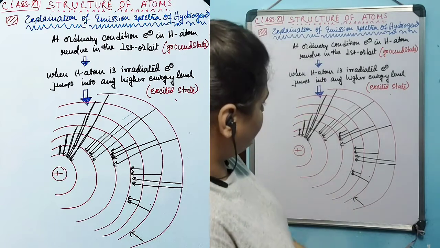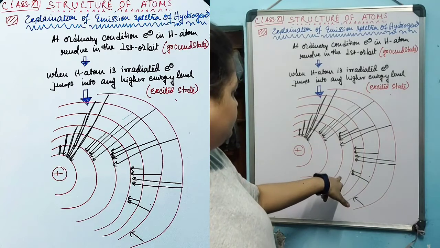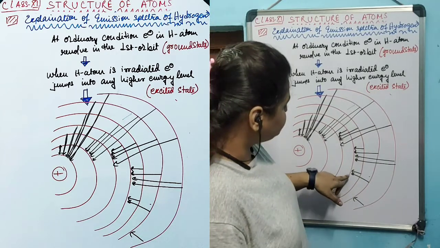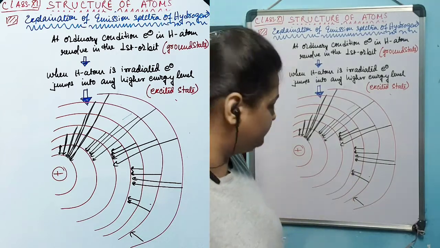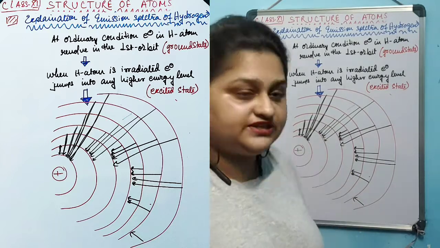Like for this one, the electron is jumping back onto the third energy level or fourth energy level, and for this one it is jumping back to the fifth energy level, and for this one it is jumping back to the sixth energy level, which corresponds to the Humphreys series.